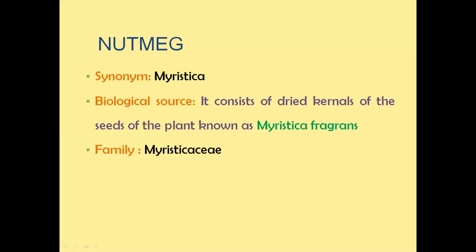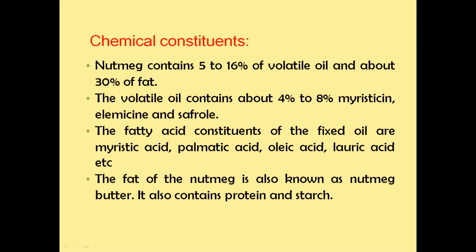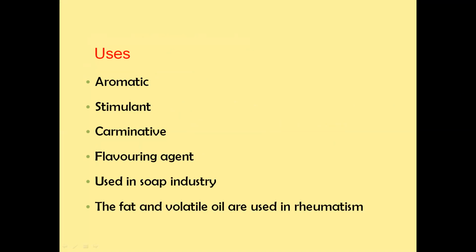Then nutmeg, meaning jaiphal, that is myristica. It consists of the dried kernels of the seeds of the plant known as Myristica fragrans, and it belongs to the family Myristicaceae. Myristicin, elemicin, and safrole are the main active constituents present in this. Their uses are aromatic, stimulant, carminative, flavoring agent, and it is also used in the soap industry.